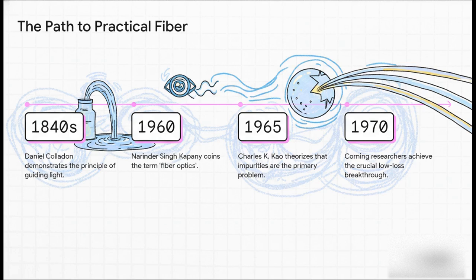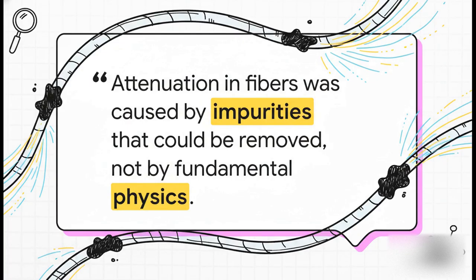Look at this. The basic principle was first shown off way back in the 1840s. The name fiber optics didn't even exist until 1960. But the real game changer, the idea that kicked everything into high gear, came in 1965 from a scientist named Charles K. Kao. So here was his brilliant insight.